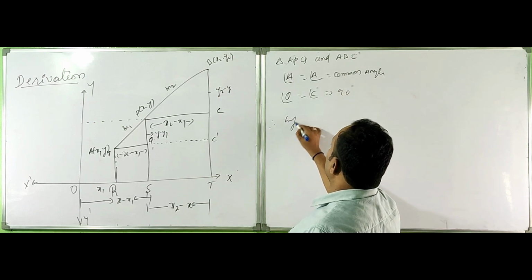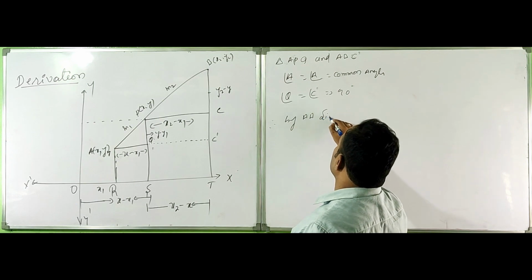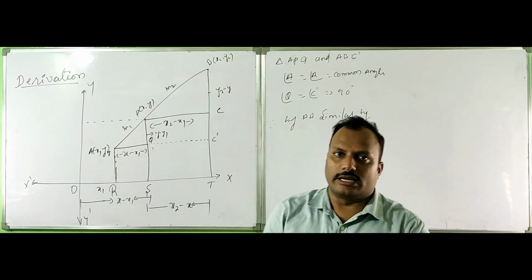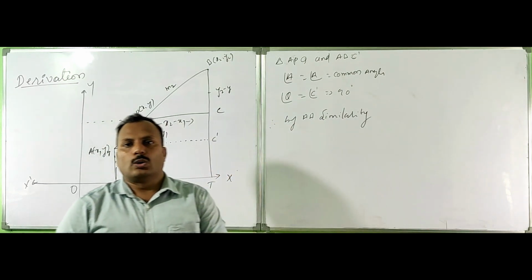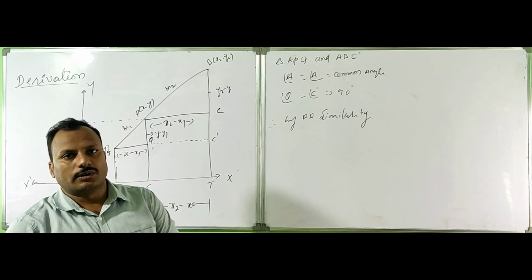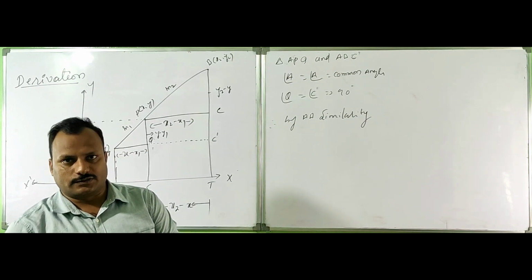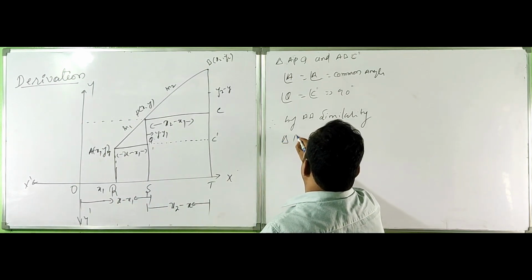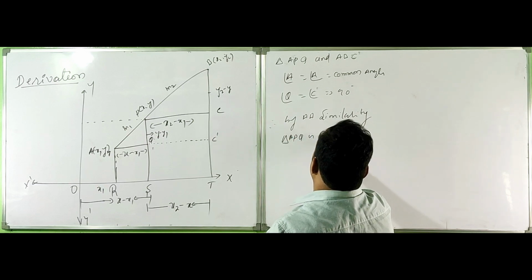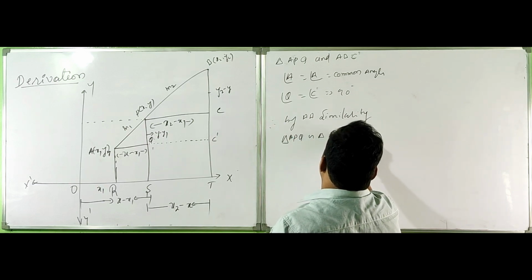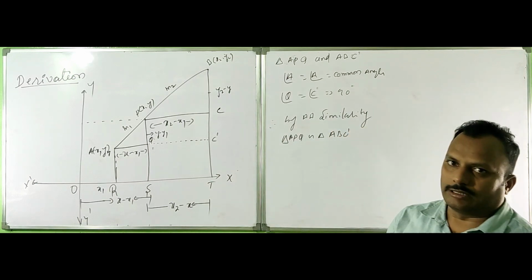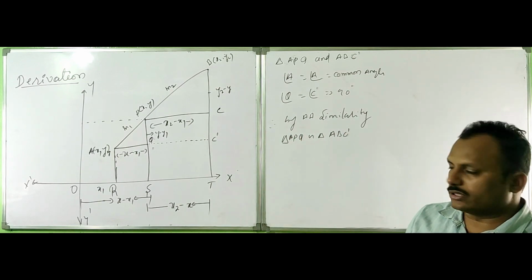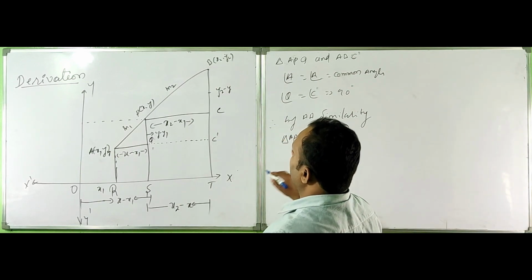Therefore, by similarity. Since this is extra work, I am writing it here only for conceptual understanding; in the exam and in the derivation in the notebook, there is no need to write it. By similarity, triangle APQ is similar to triangle ABC dash.